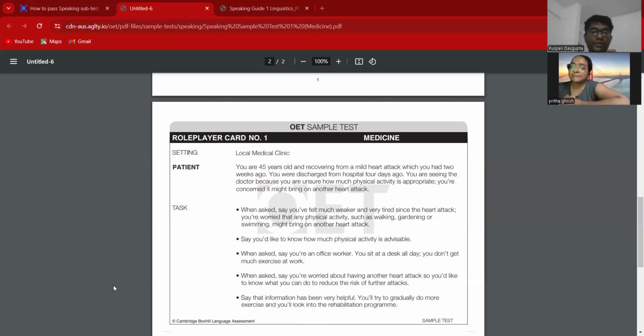Moderate activity. Okay. But I'm an office worker and I sit at a desk all day. So I don't get much exercise done at work. Of giving more heart attacks, which you have already suffered. So, therefore, I would like to emphasize on exercising so that we can prevent any further attacks. Is that clear? Yes. But I'm an office worker. I sit at a desk all day. I don't get much exercise at work.